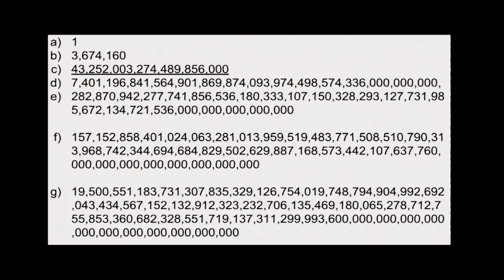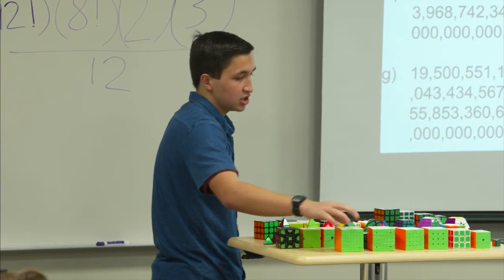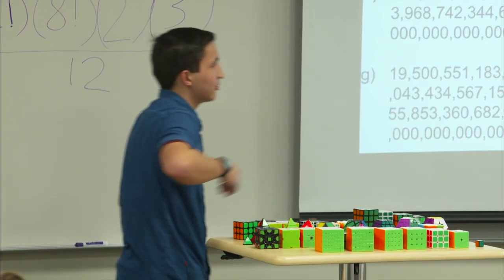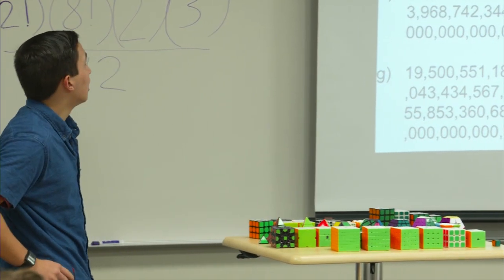But I didn't just pull random numbers out of the air. All these numbers have significance. B is the number of permutations in a 2x2 Rubik's Cube. C is for the 3x3, D is for the 4x4, E is for 5x5, F is for 6x6, and G is for the 7x7. And A is for the 1x1. Forgot about that one.